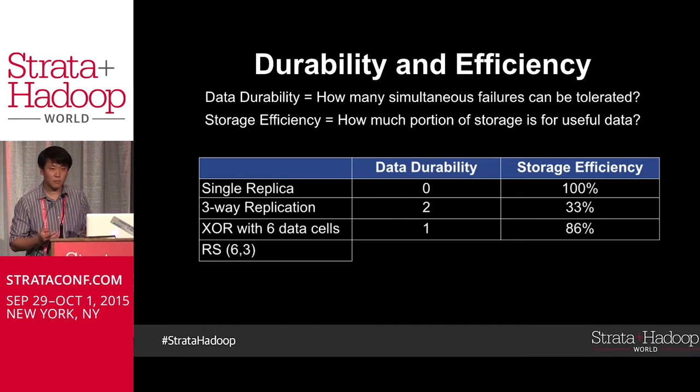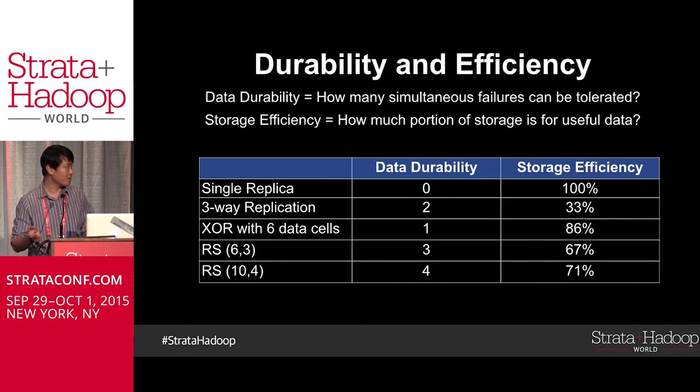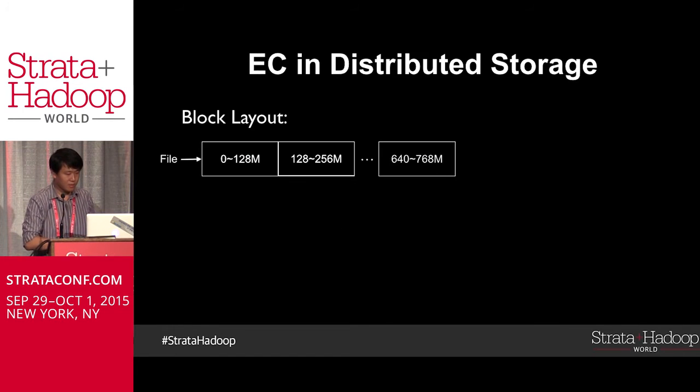If you use Reed-Solomon with 6 data units and 3 parity units, then you can tolerate 3 failures. Data durability is 3, and efficiency is 67%. Reed-Solomon with 10 data units and 4 parity units, data durability is 4, and storage efficiency is 71%. So it's clear that erasure coding, and especially Reed-Solomon coding, has a pretty significant advantage over replication in terms of storage efficiency. And how to leverage that in distributed storage systems?